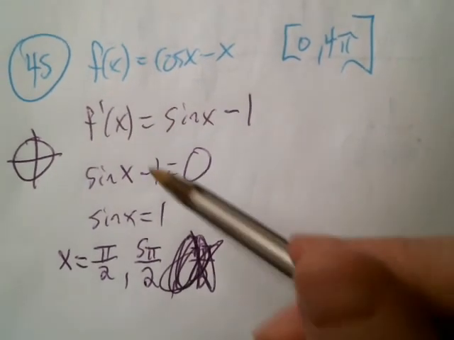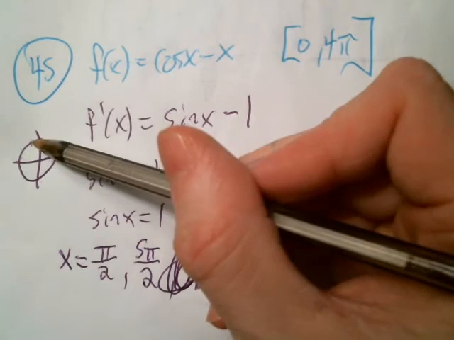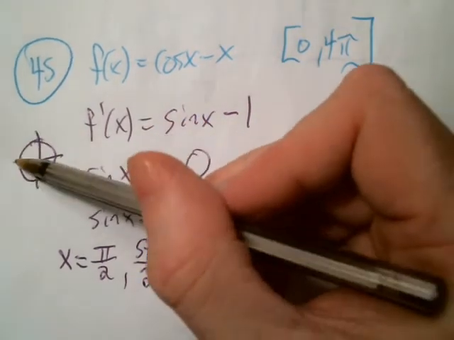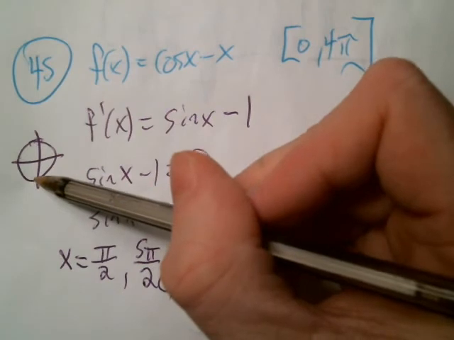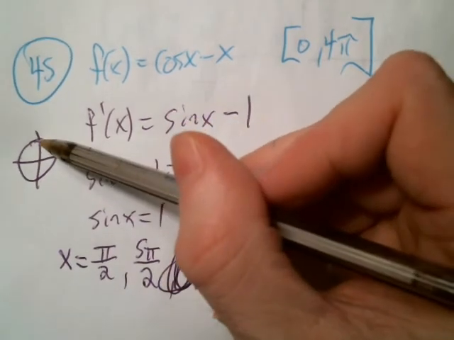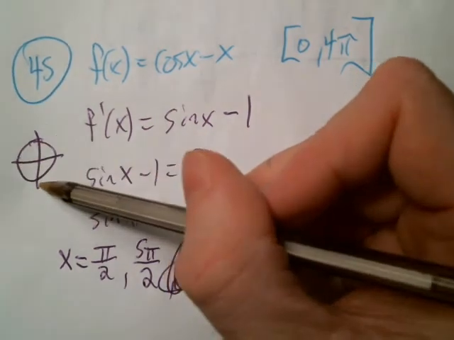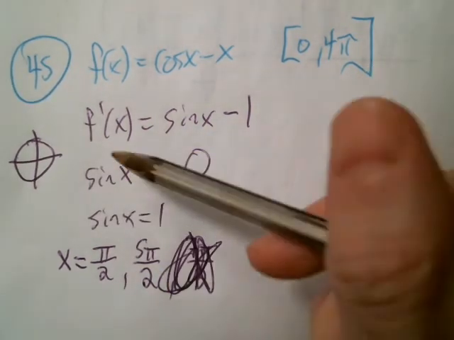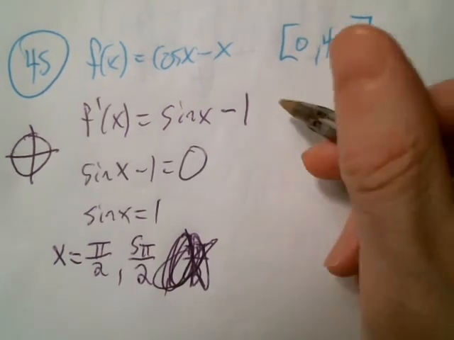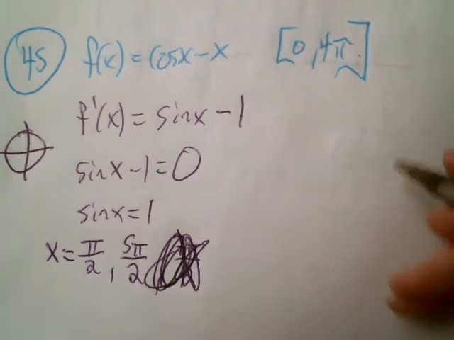Okay, let me check again. Pi over 2, yes. 3 pi over 2, no, because it's negative 1 there. And then 4, 5 pi over 2, yes. And then 6, 7 pi over 2, no, because it's negative 1. Okay, and then 7, 8, and we're out of the interval. Okay, right. Then I need to find the concavity.